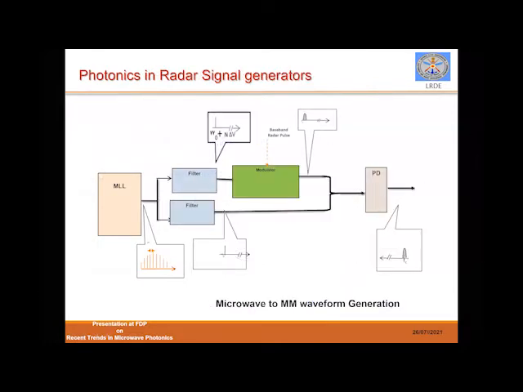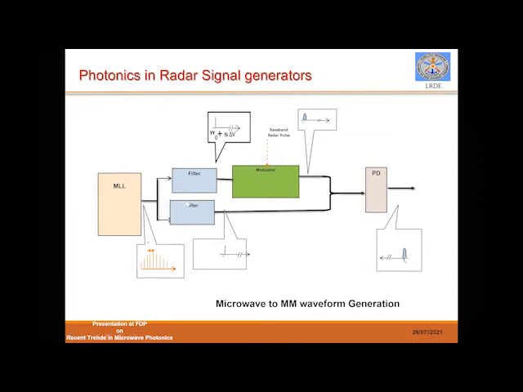Again, this particular block shows the generation using a mode-locked laser. Depending upon the carrier frequency to be generated, we have to use two different optical filters, and the output of this optical filter is given to a modulator, where one of the inputs is your baseband radar signal.